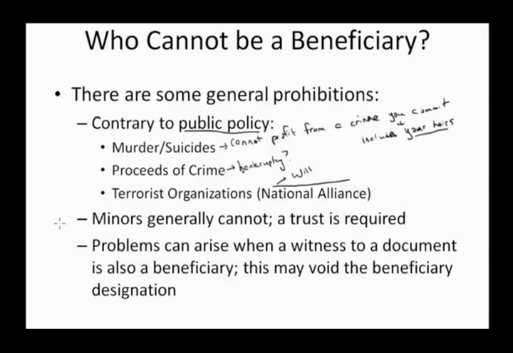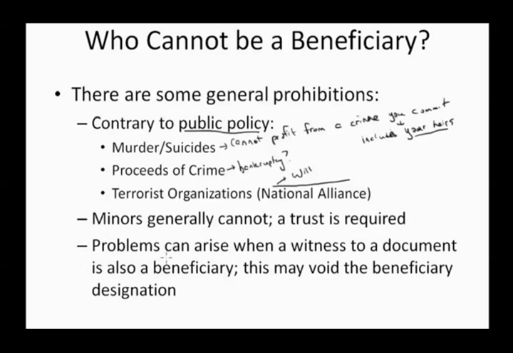Minors generally cannot receive the funds of a policy and or any sort of beneficiary designation. There are some oddities here. For example, a minor can own a life insurance policy starting at the age of 16, but cannot receive the benefit until reaching adulthood.